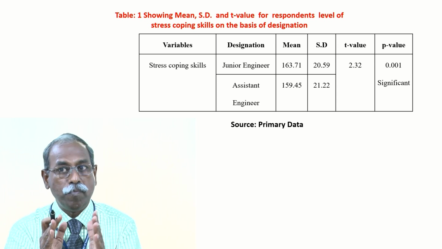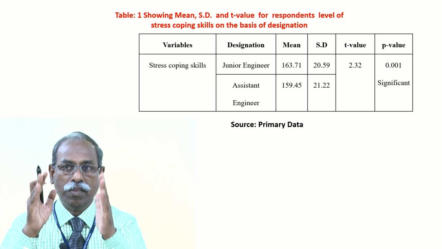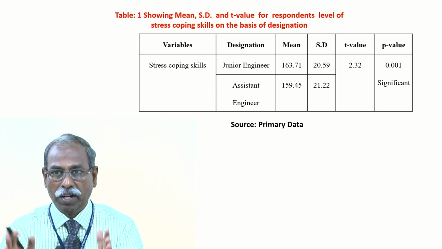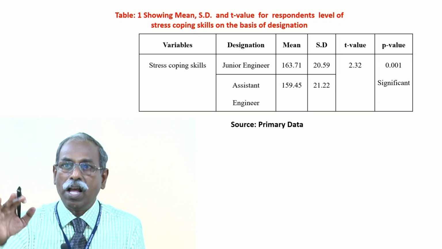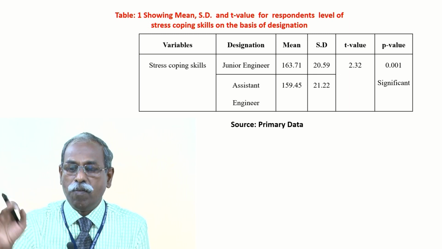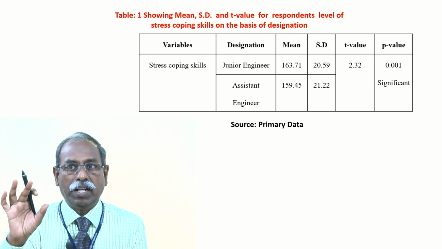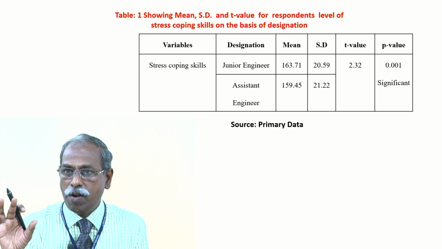If the mean difference is very high, definitely the calculated t value is significant. That is, the calculated t value is definitely greater than the critical value. What is the critical value? 1.96. The standard value of the t test, the critical value, the table value, is 1.96.